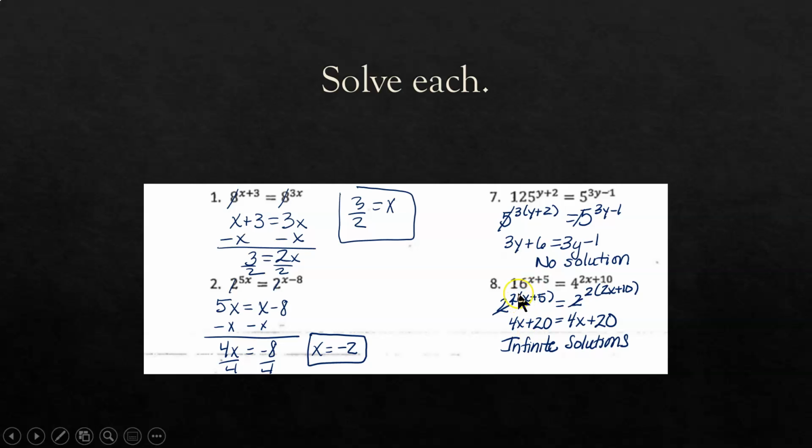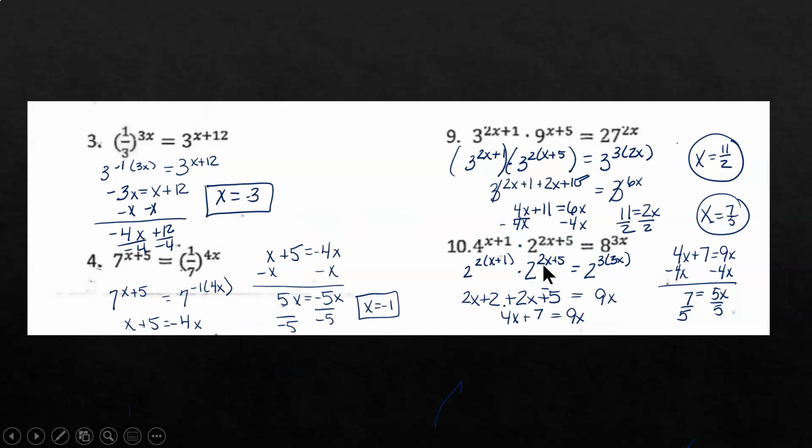Number 8, I made 16 into 2 to the 4th power. So then you end up with 4x plus 20 equals 4x plus 20, which is infinite solutions. Number 3, you have to think here with this fraction of what it was before, which would mean it had a negative exponent. So it became 3 to the negative 1st power, and you have to multiply that by the exponent. You get negative 3 equals x plus 12, and when you solve, you have x equals negative 3.